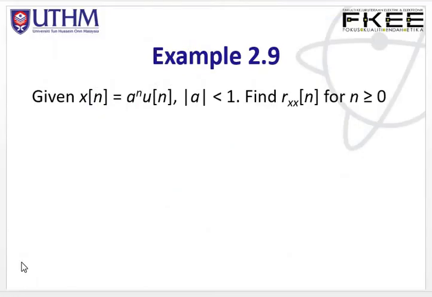Now I would like to share with you another example, when the x[n] or the h[n] is not in a numeric sequence. Given x[n] equal to a to the power of n times u[n], and the modulus of a is less than 1, find the autocorrelation Rxx[n].